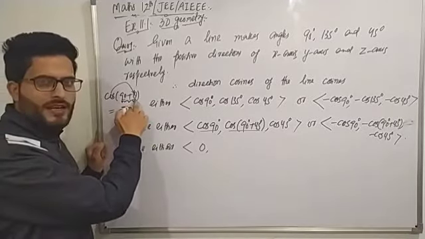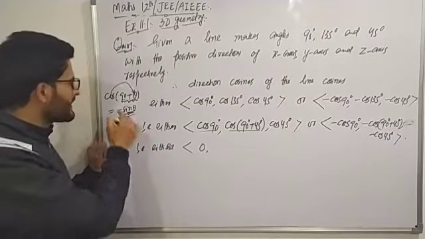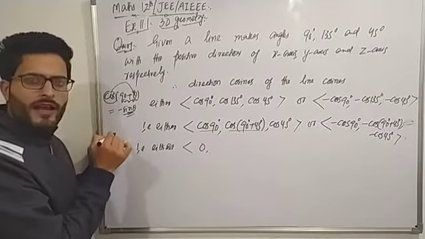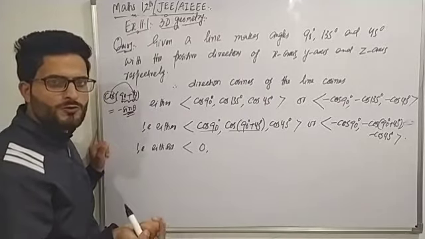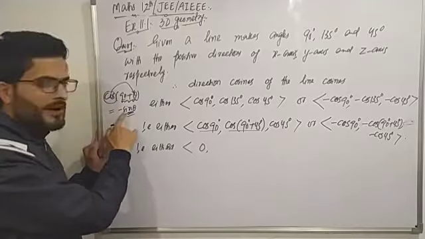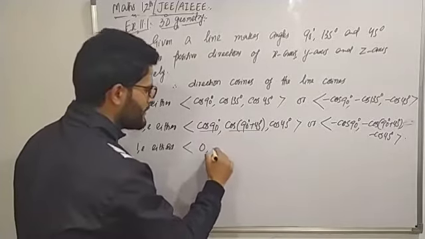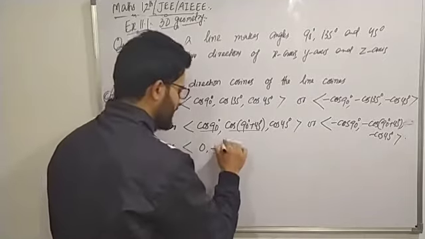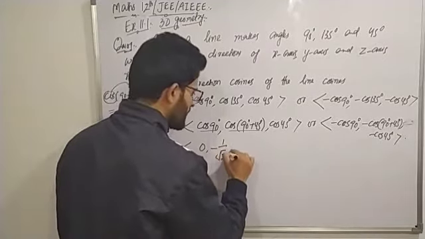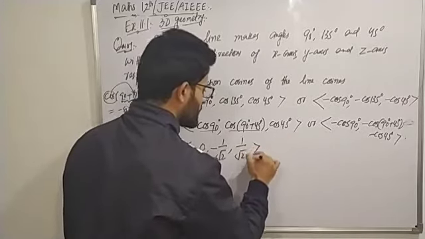90 plus theta, when theta is acute, will obviously lie in the second quadrant, and in the second quadrant cos is negative, because in the second quadrant only sine and cosec are positive. So that's why minus sine theta. So here we write minus sin 45, which is minus 1 divided by square root of 2, comma, and the value of cos 45 is 1 divided by square root of 2.